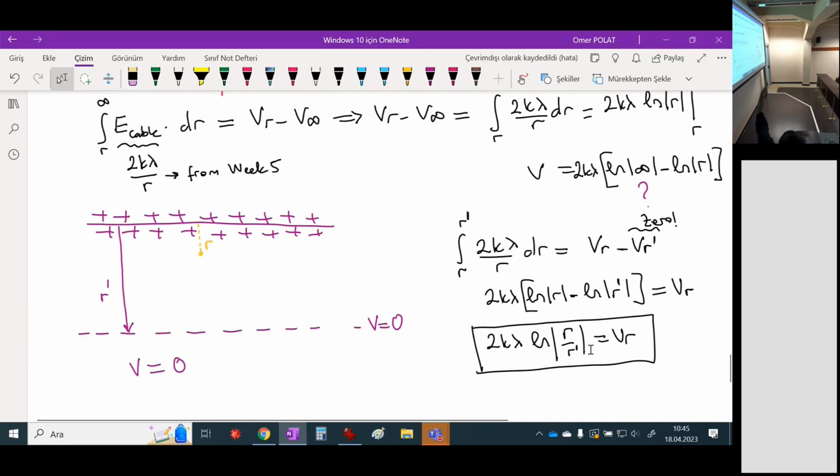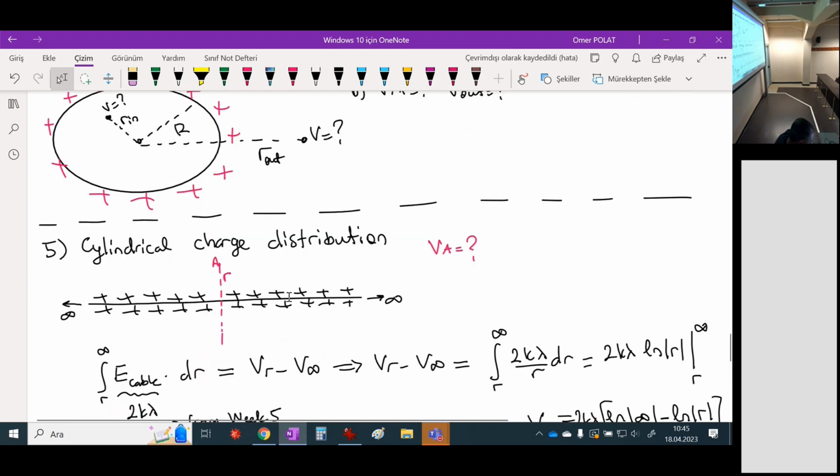As a result, R prime, I have a critical reference R prime. My reference is R prime. At R prime, I know that potential doesn't change, it drops to zero. So according to R prime, I am defining the cable's potential.